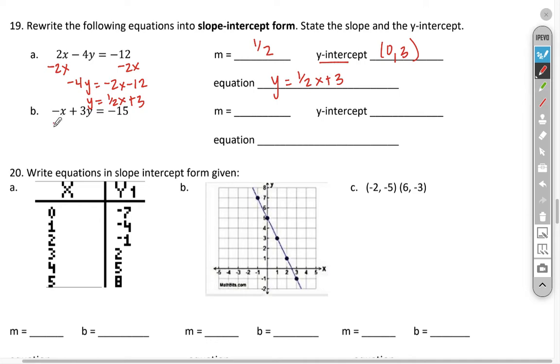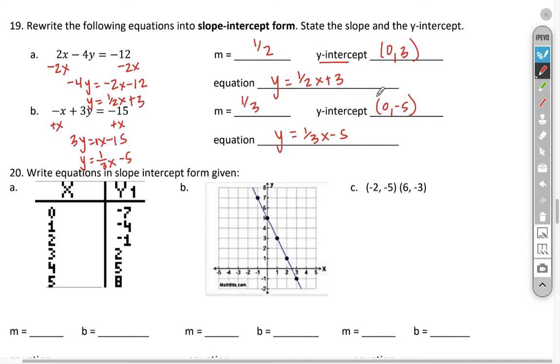All right, for b, we're going to start by adding x to both sides. We get 3y equals x minus 15. We're going to divide by 3. Remember there's an imaginary 1 here, so we never put x in the fraction. We have 1/3 x, and the negative 15 divided by 3 is going to give us negative 5. We can write that over here, so y equals 1/3 x minus 5. Our m is 1/3, and our y-intercept is (0, negative 5).